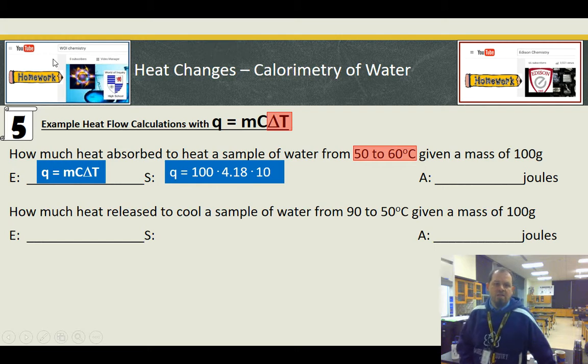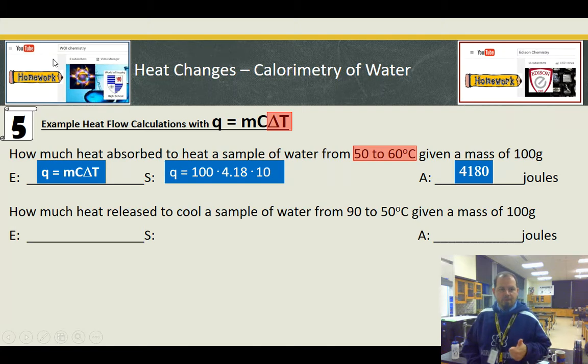So that's your mass. C, I pull that off the front page of the reference table, 4.18. Change in temperature, 10 degrees from 50 to 60. Multiply those together. That's why I just put the dots in there for multiplication instead of X's. And I get 4,180 joules. Doing good, milks. Let's keep it up.